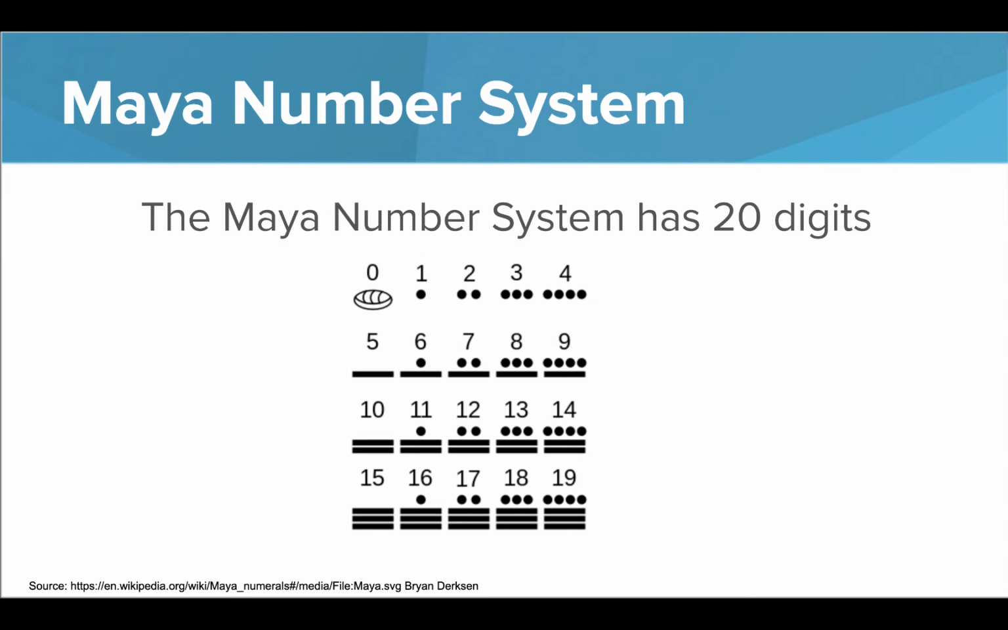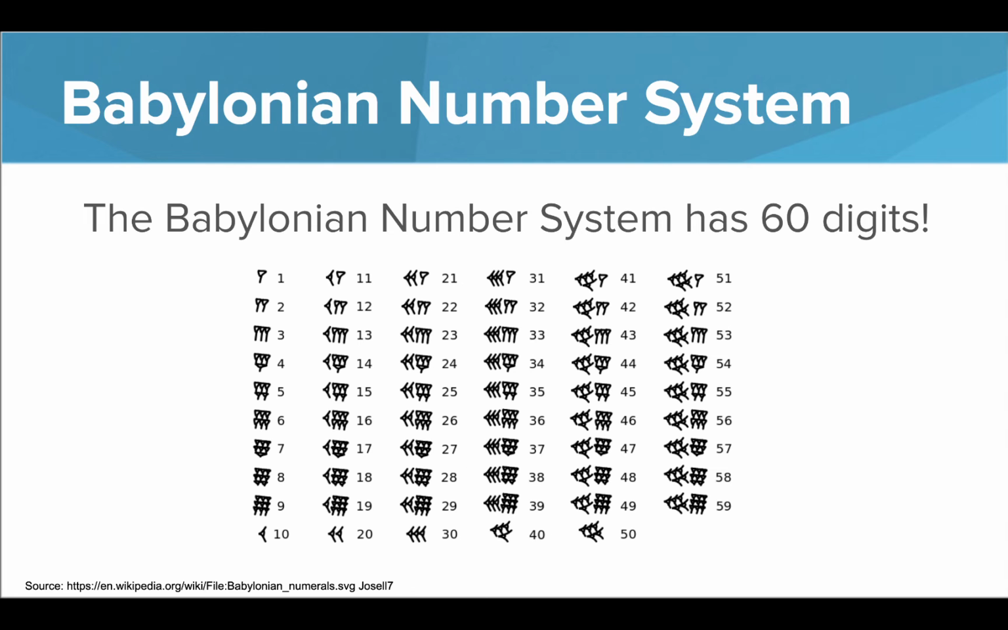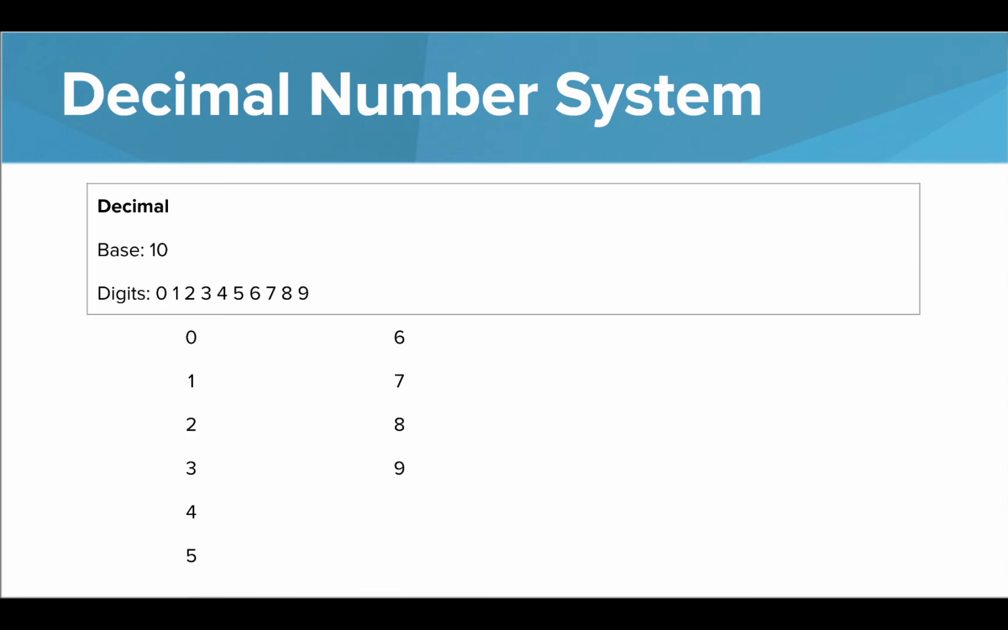The Maya number system, for example, has 20 digits. They use mostly a combination of lines and dots to represent these values. Can you imagine a system that uses 60 digits? The Babylonian number system does just that. All number systems work exactly the same, just with a different number base.